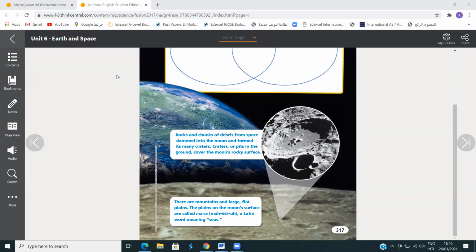You can make a project about anything you like, about the moon, for example. Or you make a model, any model, no problem. This is up to you.